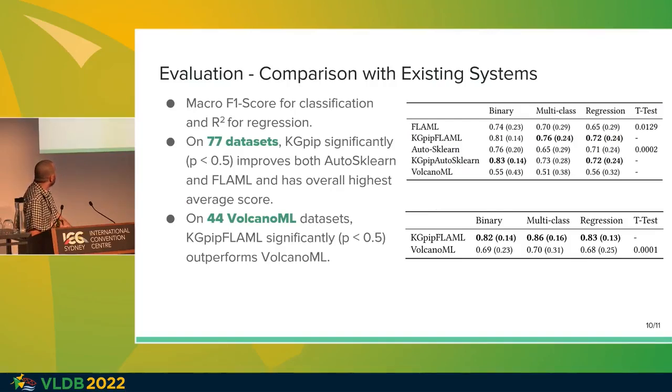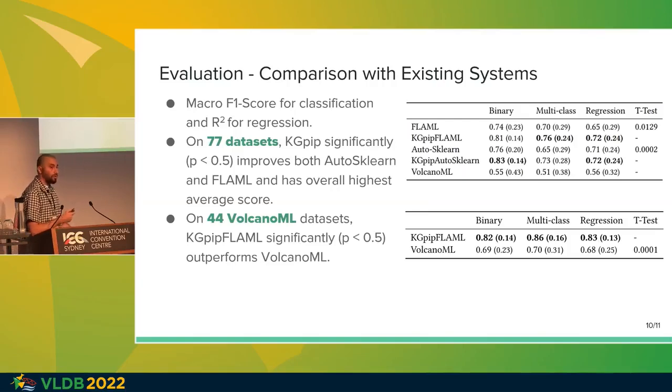p-value of less than 0.05, not 0.5, 0.05. This is the same also for KGPIP AutoScaler. It also significantly improves the average score over AutoScaler. And basically, we have the state-of-the-art results right now of AutoML. Also, on 44 of the remaining datasets, we compared with VolcanoML, and we also see a significant improvement over the average score. I encourage you to read the paper.